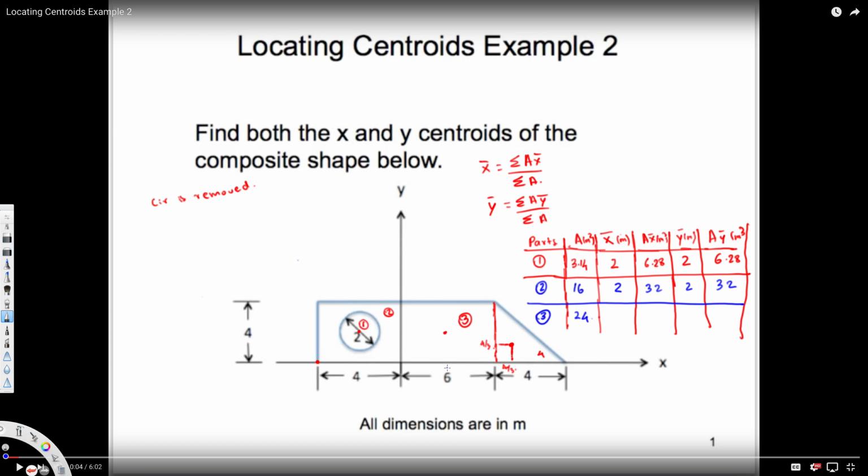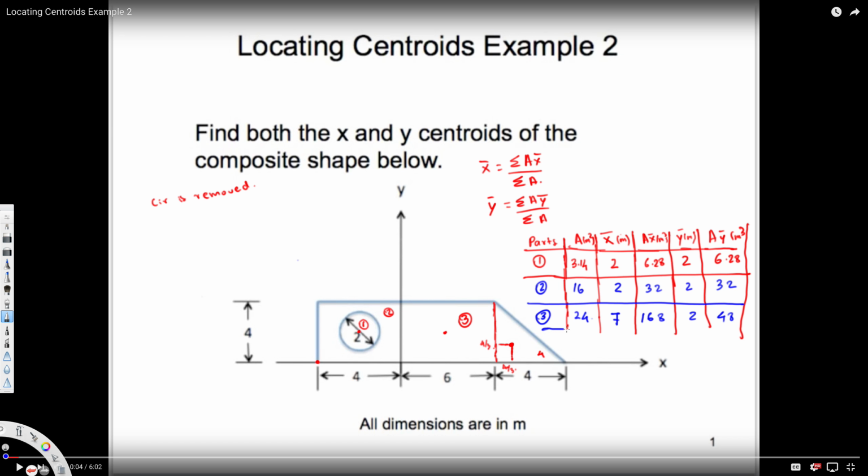So it's going to be 4 plus the middle of this, which is half of this, so it's going to be 3. So 4 plus 3 is going to be 7 right here, so 24 times 7 is going to be 168. And then y bar is going to be the height, so it's basically the height between this, which is going to be just 2. So in this case, we multiply this by 2. This will give us 48.